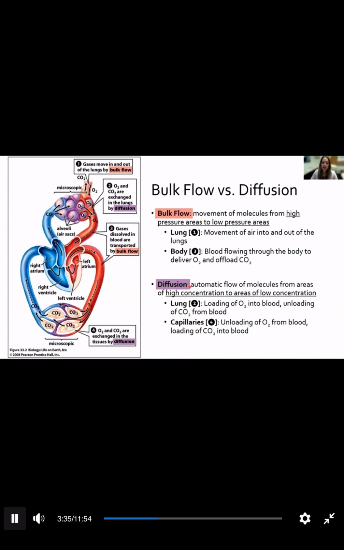Diffusion, on the other hand, is an automatic flow of molecules from areas of high concentration to low concentration. This occurs again at the lung, where we actually have the loading of oxygen into the blood and offloading of carbon dioxide. This happens by diffusion, the actual action of loading and unloading of oxygen and carbon dioxide molecules. This also happens at the site of the capillaries. We have onloading of carbon dioxide and offloading of oxygen, so that the tissues can utilize that oxygen for energy.